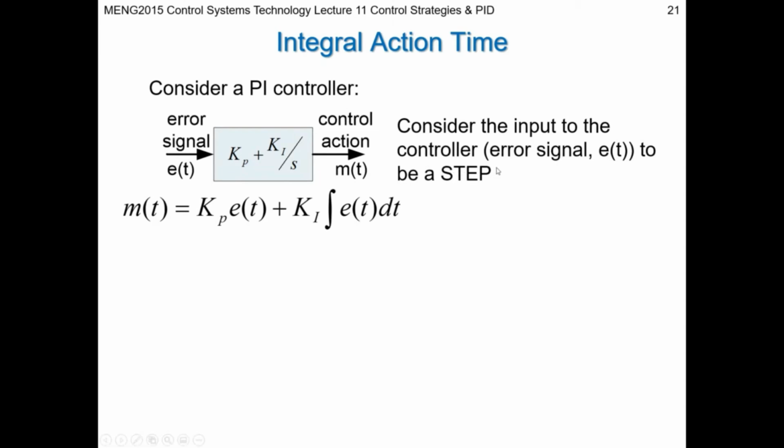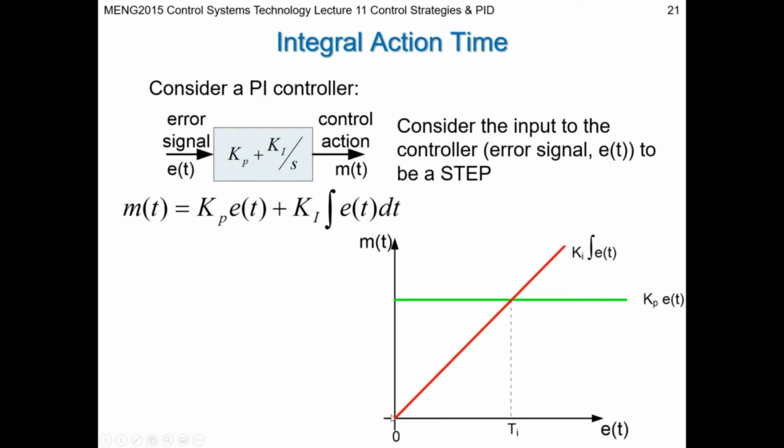If we consider the input to the controller, which is our error signal, and assuming that's a step input, then the output M that results from our proportional part of this controller is just going to be the green line, right? If you have a step input in your error, let's assume the system's not responding, so you have this delta between your input and your current state of your system, then the output from the proportional part of your controller is going to be the green line, Kp times E(t).